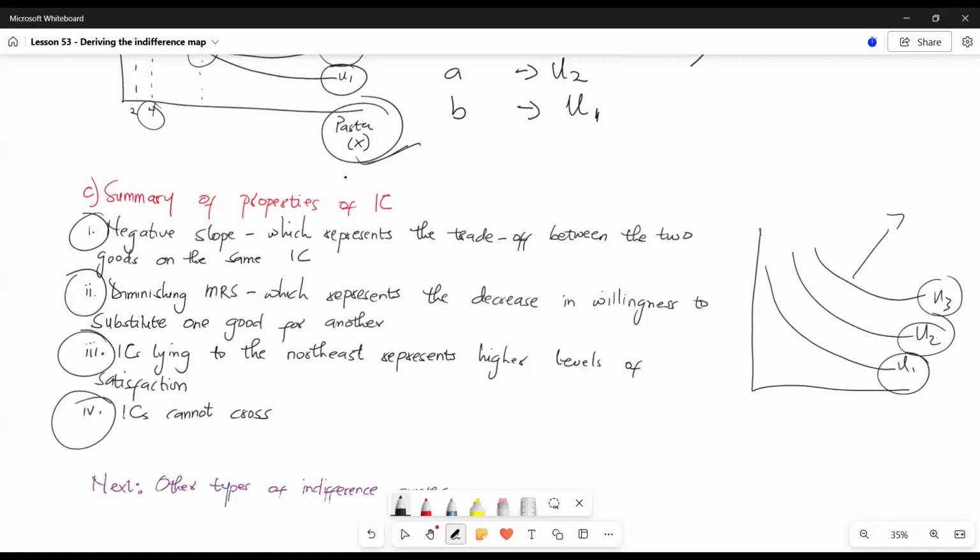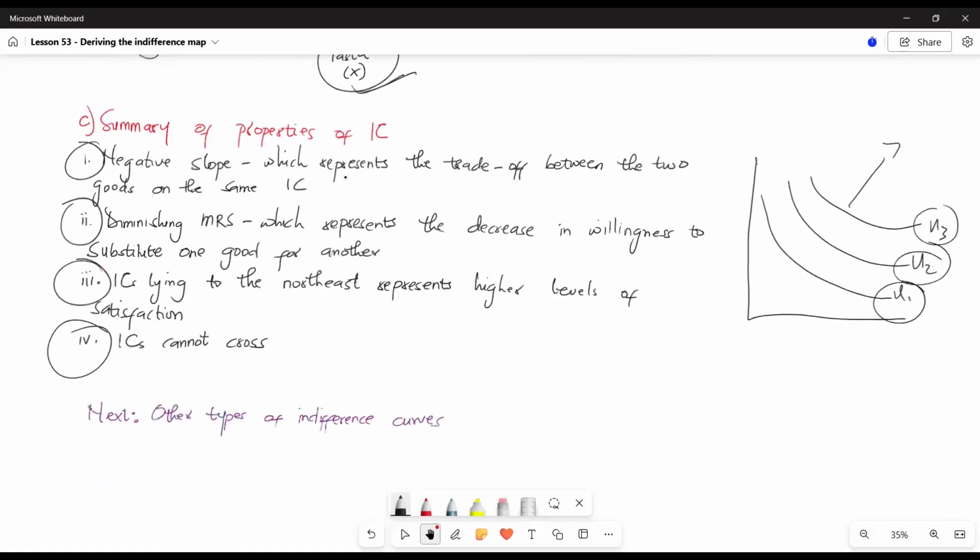Now, the last property is that indifference curves cannot cross, because this leads to an inconsistency with our theory of consumer choice. So this is all that we have in our lesson on deriving the indifference map. Our next lesson will be on other types of indifference curves.